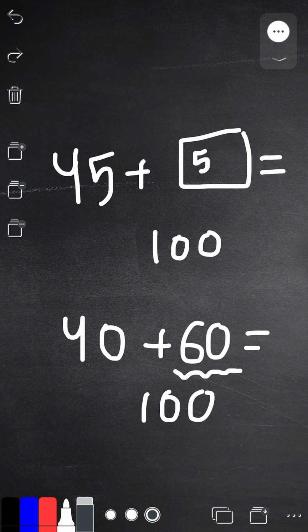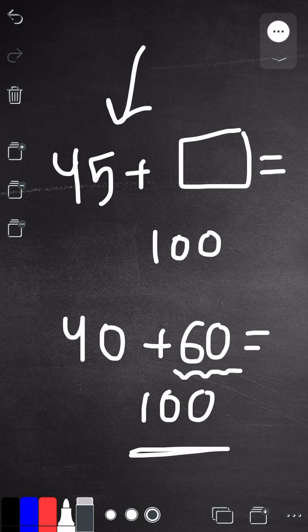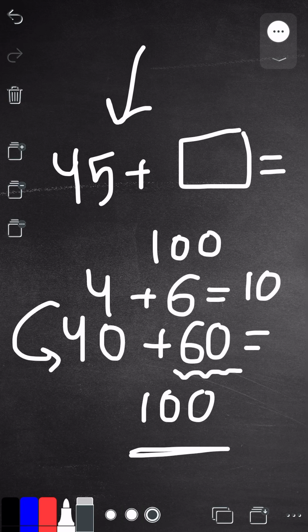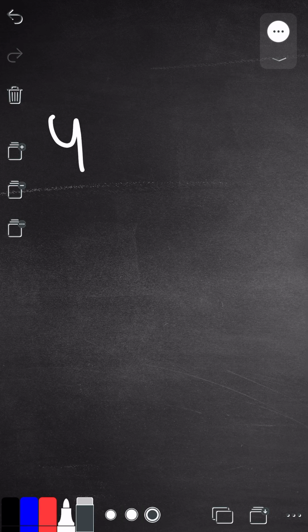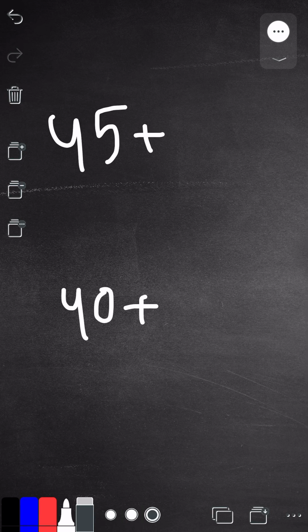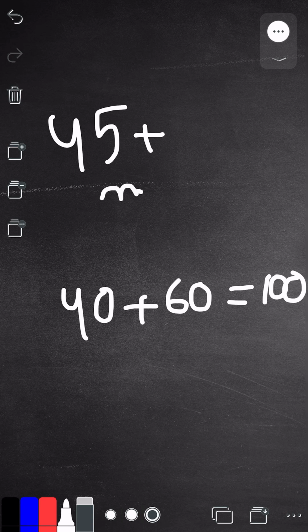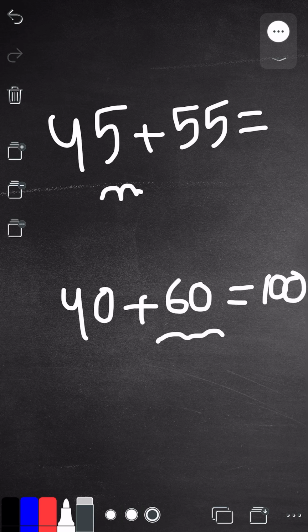To know the answer to this problem, we have to know the number pairs of 100 that we have learned about, the multiples of 10 that make up 100, or number pairs of 10 such as 4 plus 6, because 4 plus 6 equals 10, then 40 plus 60 equals 100. And again, 45 plus what equals 100? We know that 40 plus 60 equals 100, and the 40 took away 5 from the 60. So 60 minus 5 equals 55.